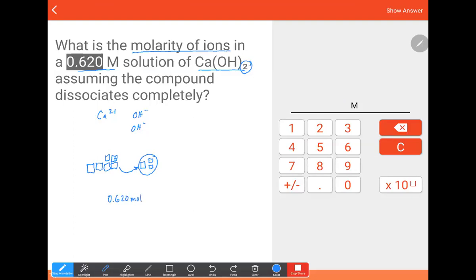So the molarity of the ions, so if we have 0.62 moles per liter, the liters do not change, but what we do see is, moles of calcium hydroxide, multiply, every 1 mole of calcium hydroxide has 3 moles of ions. So the molarity of the ions is now 0.62 times 3, so 1.86 moles of ions per liter. So the molarity of our ions is 1.86.